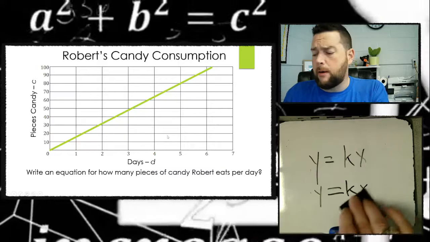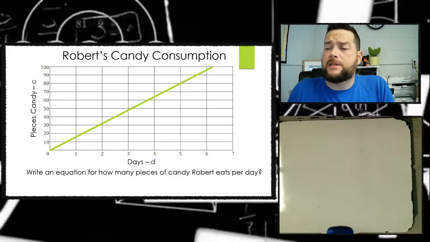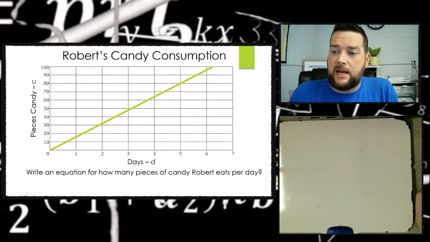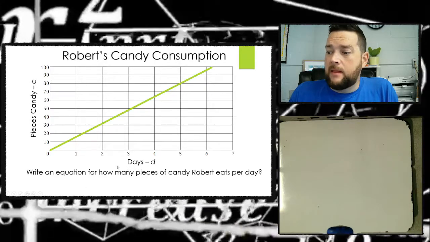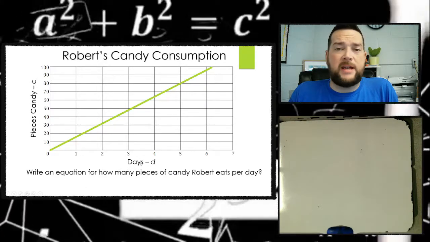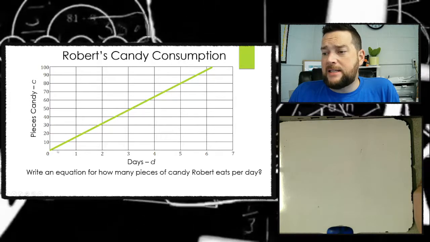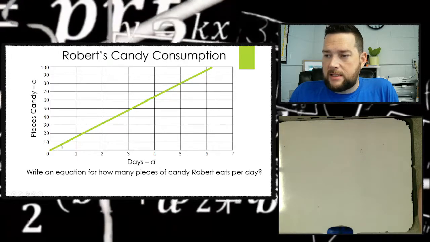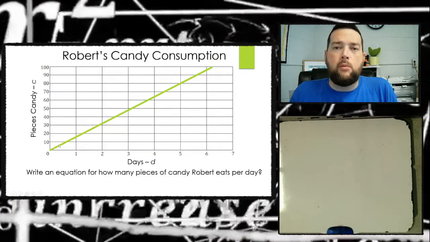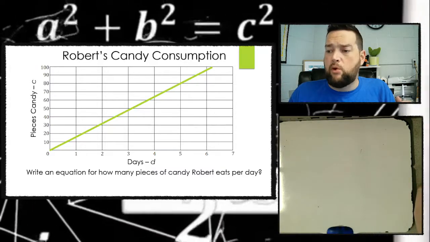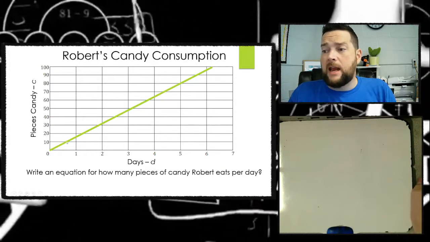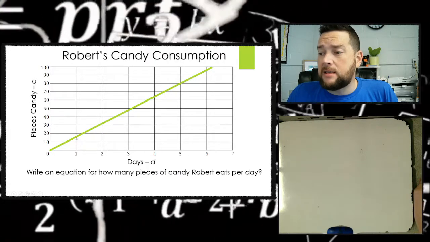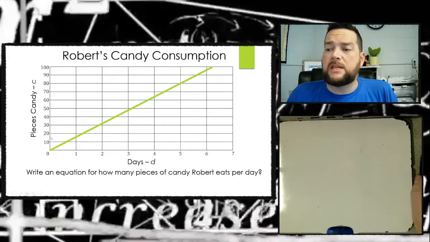This graph shows Robert's candy consumption, and you see over here on the y-axis you've got the actual candy that he's eating and how it's going up, all right? And then over here on the x-axis you see the number of days represented. And as the days increase, so does the candy consumption. So you see this graphed line is kind of moving up to the right, if you will, and it's moving upwards, if you will.